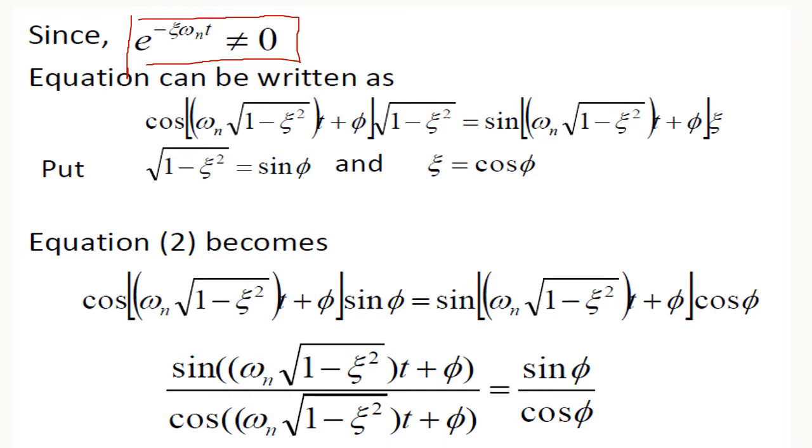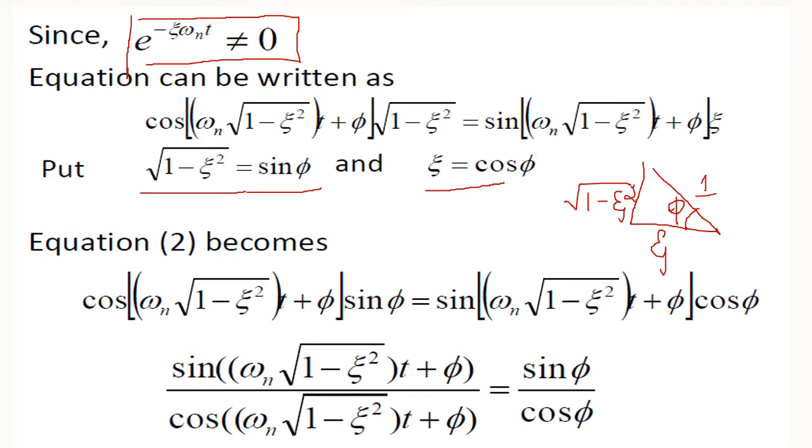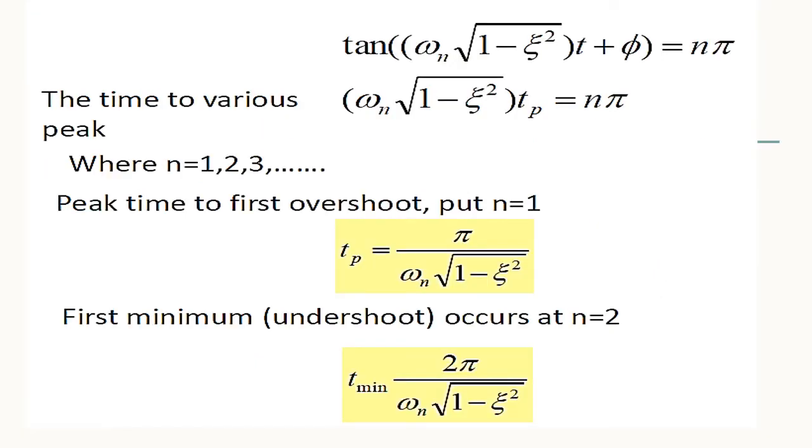So when we consider the other terms, I know that sine phi is root 1 minus zeta square, cos phi is zeta. How do we know that? We know that from the triangle, that is, if I write this as phi, I know that this is root 1 minus zeta square, this is zeta, and this is 1. So when we solve this in terms of tan phi, I know that tan of omega n root 1 minus zeta square into t plus phi is equal to n pi. Omega n root 1 minus zeta square into tp is equal to n pi.